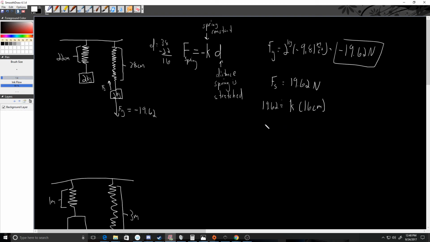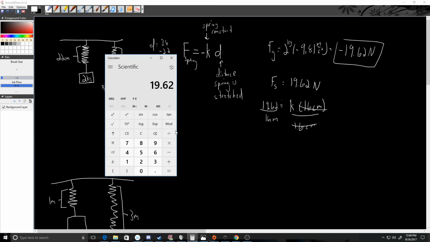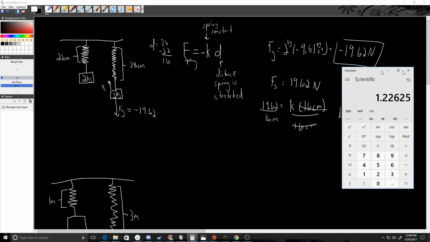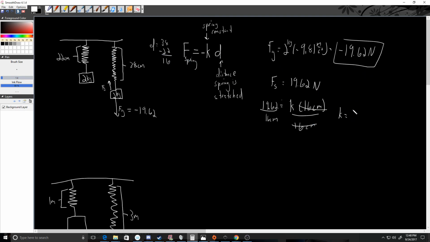All right, so now I just need to get K by itself. So I just got to take 19.62 divided by 16, and I get a spring constant of, I'd call that 1.23. This thing will probably have some units on it, so let's actually figure that out too.